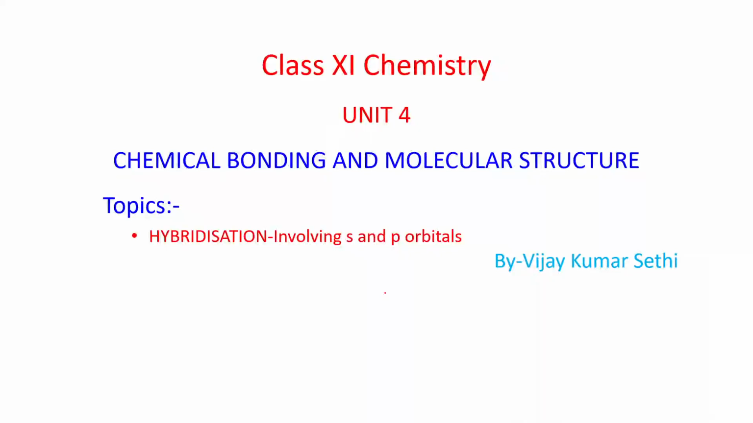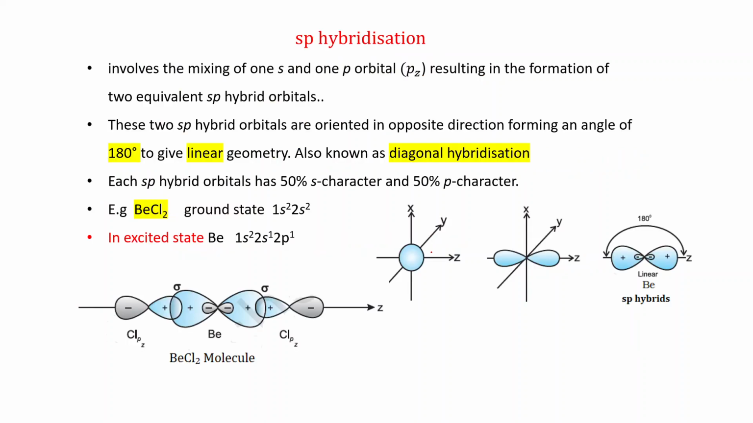Class 11th Chemistry, Unit 4, Chemical Bonding in Molecular Structure. In this video we will discuss hybridization involving s and p orbitals. First, sp hybridization. It involves the mixing of one s and one p orbital, that is pz, resulting in the formation of two equivalent sp hybrid orbitals. These two sp hybrid orbitals are oriented in opposite directions, forming an angle of 180 degrees to give linear geometry, also known as diagonal hybridization.